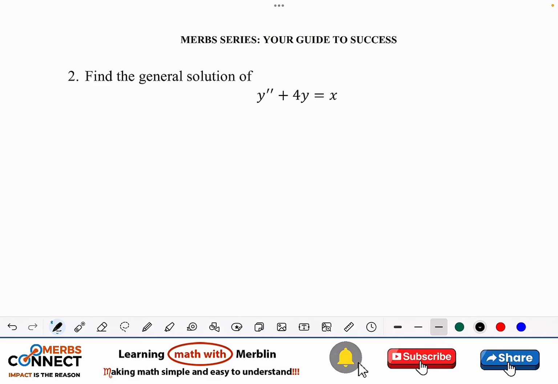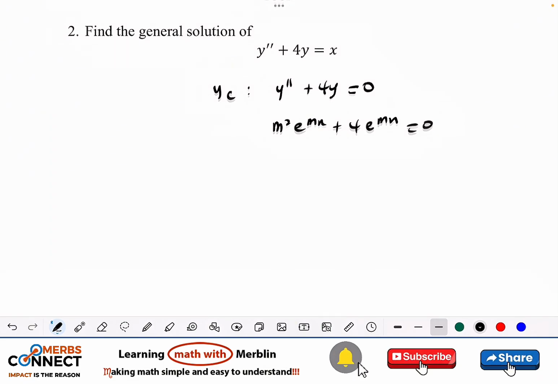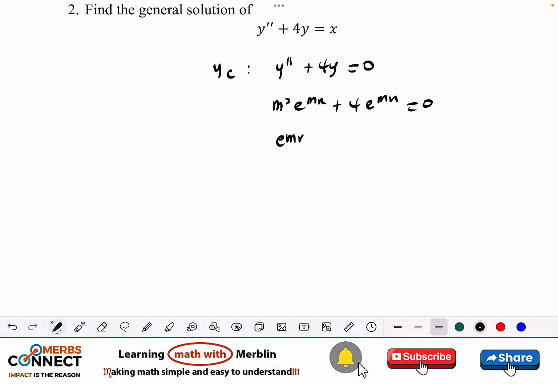Now let's try another one. This is a polynomial function, right? So we can think of using undetermined coefficients, but here we want to use variation of parameters. So let's go through the same process again. Let's find yc, right? For yc, y prime prime plus 4y should be equal to 0. Good. And then here we are going to have m squared e^mx plus 4 e^mx is equal to 0. So I hope we understand this step. And then I'll factor e^mx out, and I have m squared plus 4 is equal to 0.